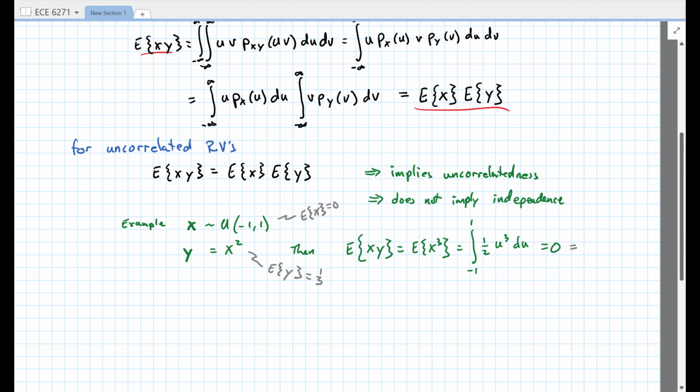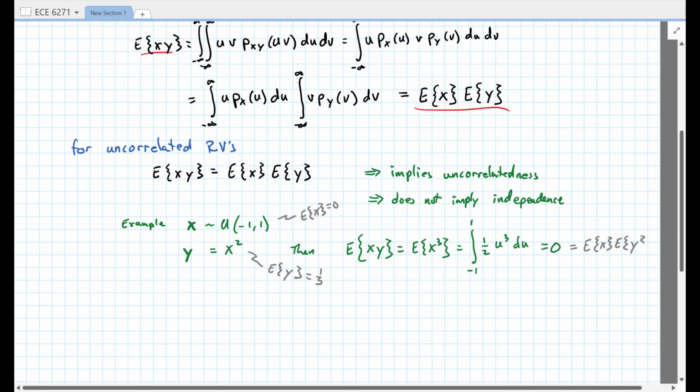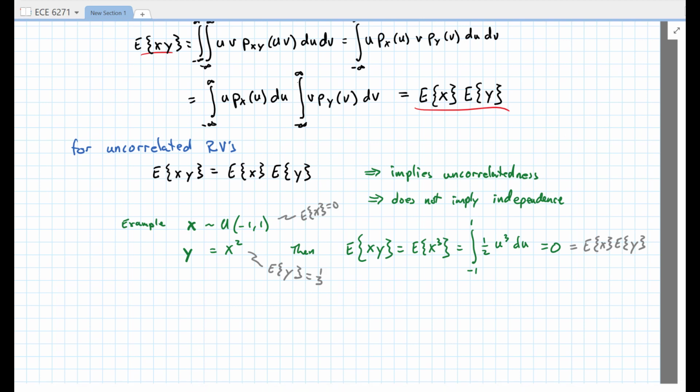So this indeed does equal the expected value of x times the expected value of y, but it's obviously not independent because they're functions of each other. So knowing one tells you everything you might need to know about the other one.